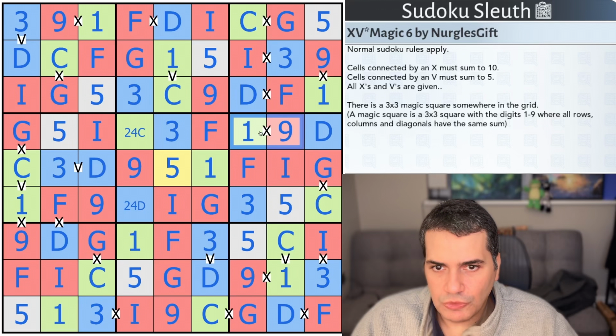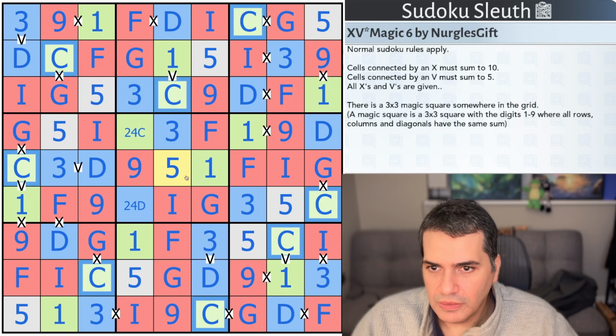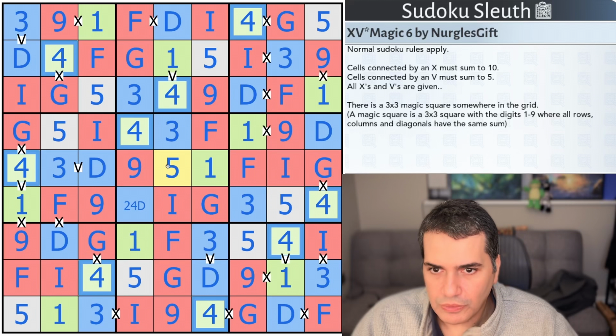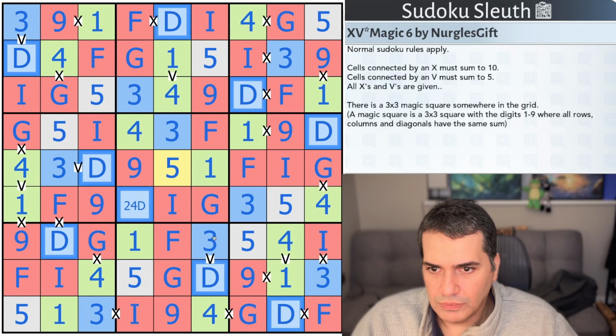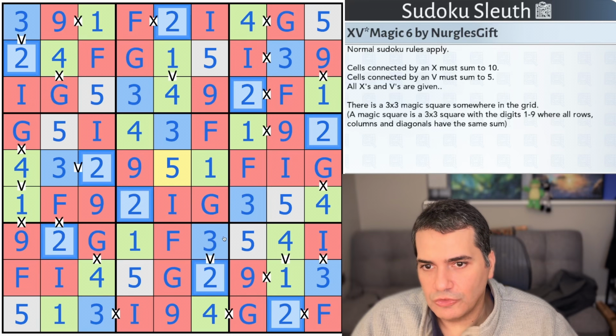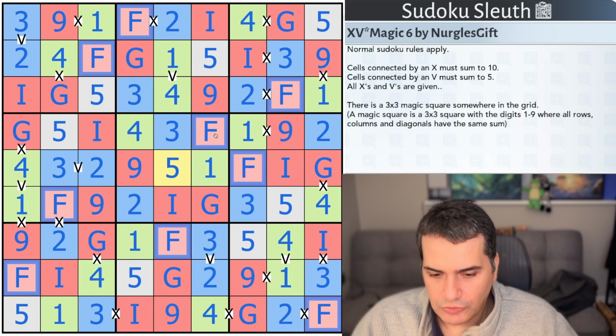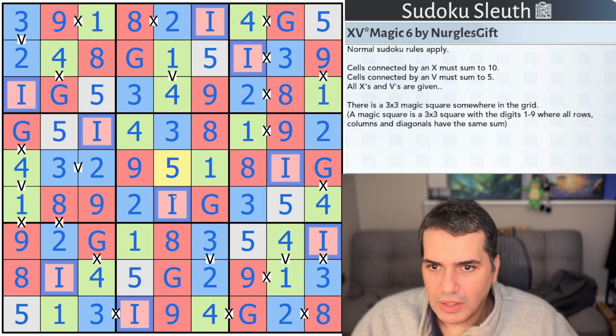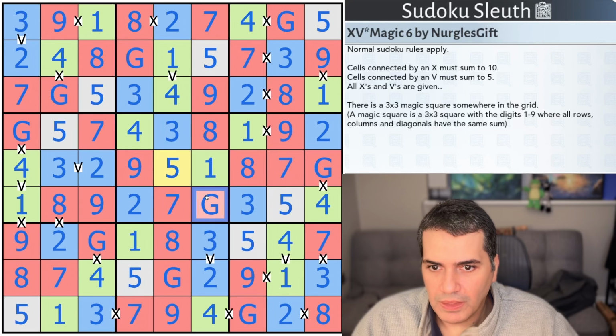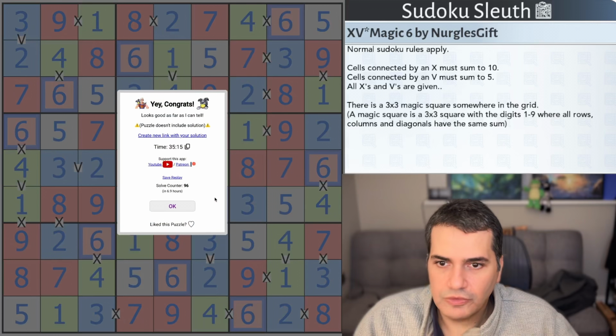To add up to 5, C, including this cell, is 4. To add up to 5, this has to be the 2. F has to be the 8. I has to be the 7. And G is the 6 for the finish.